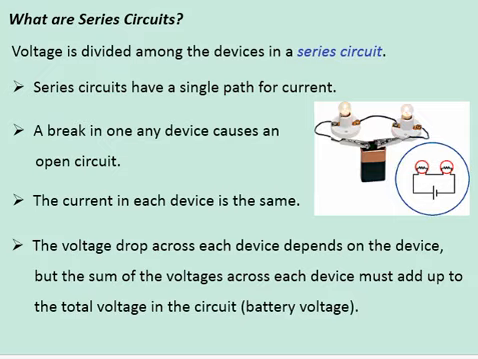The current in each device is the same amount. Because there is only one path to go, there can only be one value for the current flowing through all the devices. And then last but not least, the voltage drop across each device depends on the resistance of the device. But you have to remember that the battery wants to give up all that energy. So when I look at the voltage drop across each of the devices and I add that up, that should still sum up to the voltage of the battery.